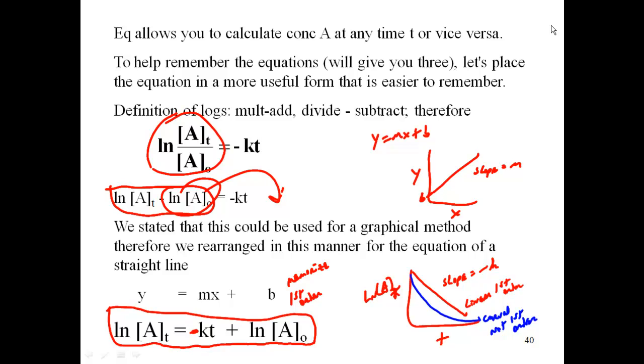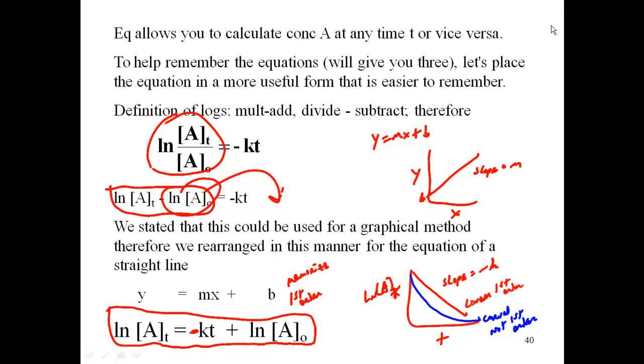I'm going to give you the zero, the first, and the second order equations, and if you do the plots of your y equals mx plus b, only one of them will be a linear line. If you get a linear line, then that is that order. The other two, if you plot the data, will not be a linear line. So it'll only be a linear line in one of the three plots.